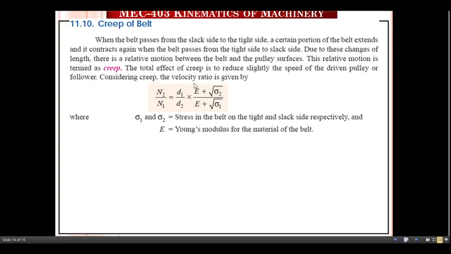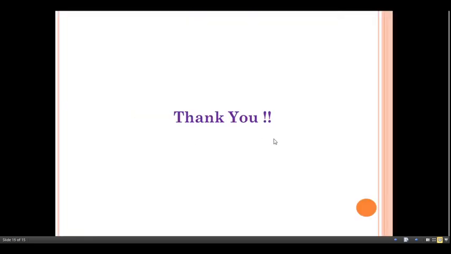Considering the creep, the velocity ratio is given by N2 by N1 equals d1 by d2 multiplied by (E plus square root of sigma 2) divided by (E plus square root of sigma 1), where sigma 1 and sigma 2 indicate the stress in the belt on the tight and slack side respectively. E indicates Young's modulus for the material of the belt.